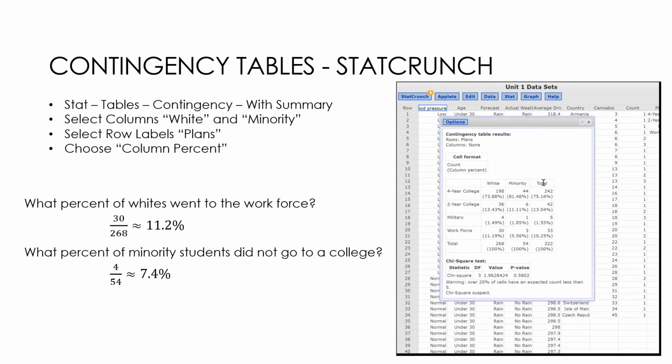Now, why would this be helpful to me? Because now I can see out of all white students that 11.2 or 11.19% went into the workforce, which was one of my questions. Another question was what percent of minority students did not go to a college, and here again I would still have to do a little bit of math because I would have to add the 1.85 and the 5.56, but again that would still give me the 7.4% without doing too much work.